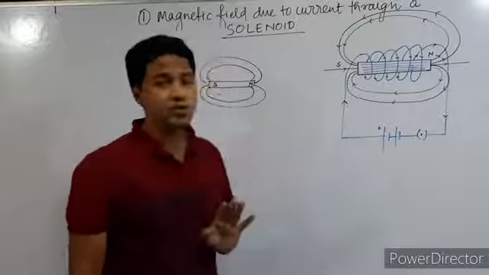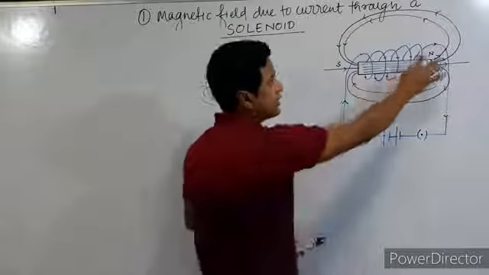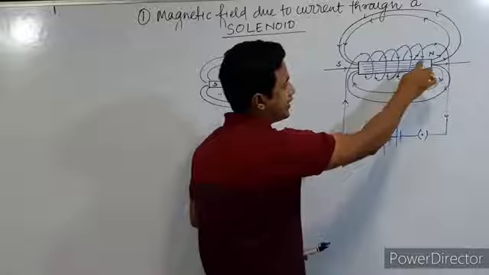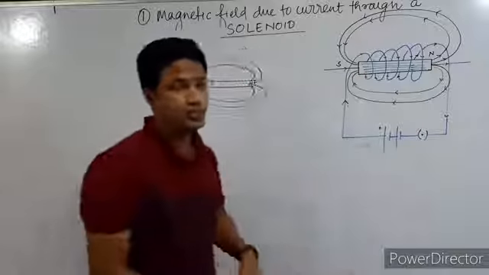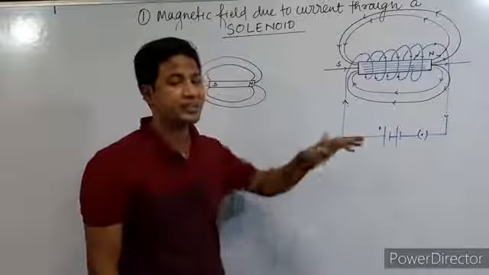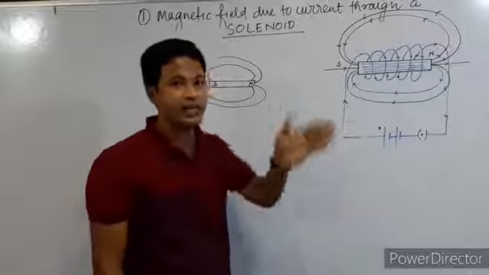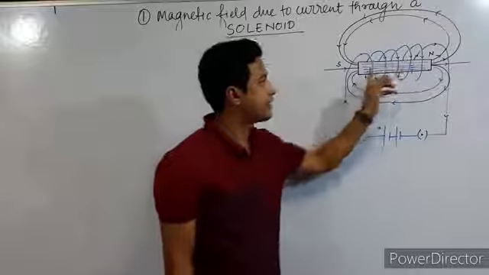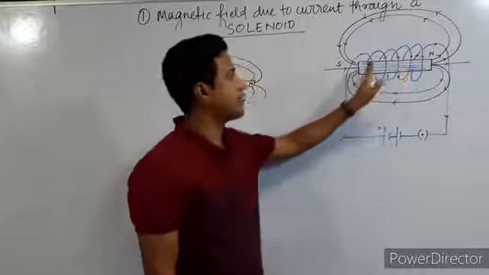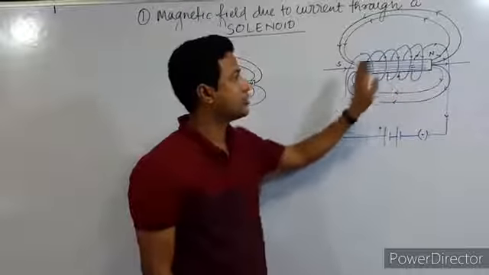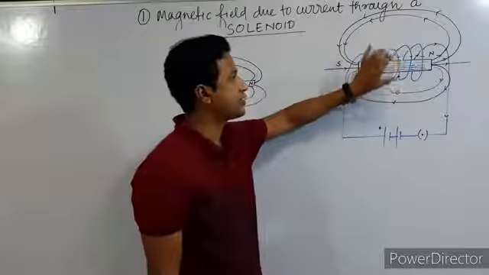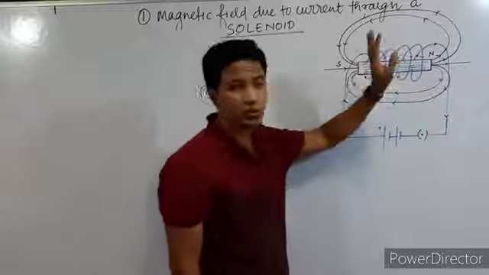So one thing you should remember, inside the solenoid, the magnetic field will be a straight line. As you saw previously, in the middle the line is a straight line. So here also, these are straight, parallel lines, where the magnetic field is the same. At every point the magnetic field is the same inside the solenoid.